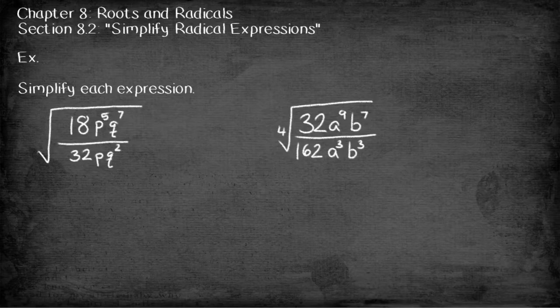Last set of examples for this section. Let's first do some simplifying. That's going to make our lives a whole lot easier. So I know I can reduce the fraction 18 over 32 to 9 over 16. And following rules of exponents, I'm going to be subtracting. So I would have p to the 5th minus 1. And q to the 7th minus 2.